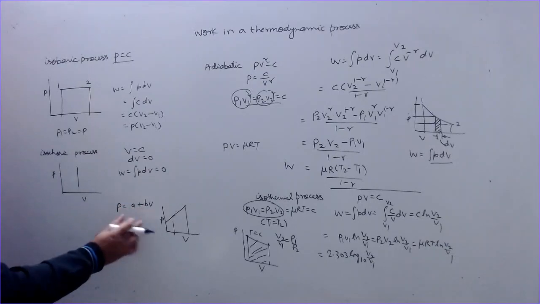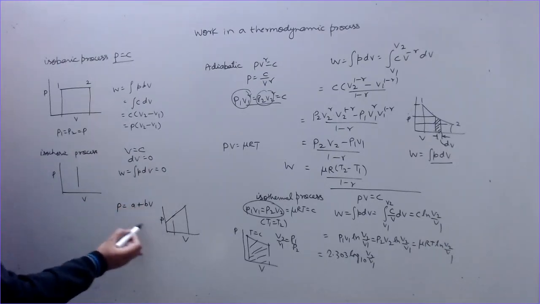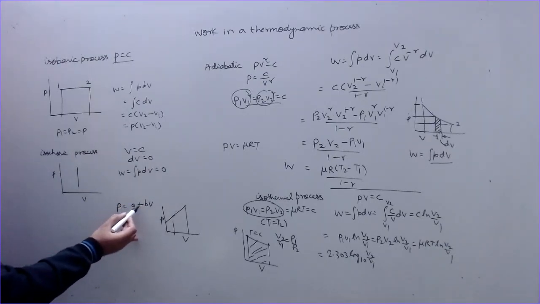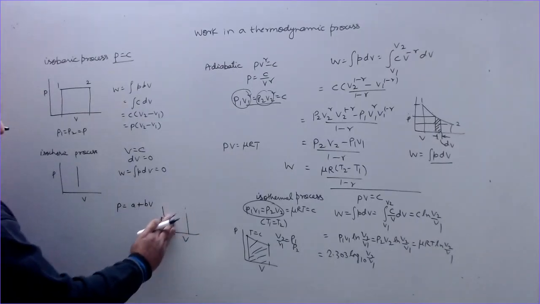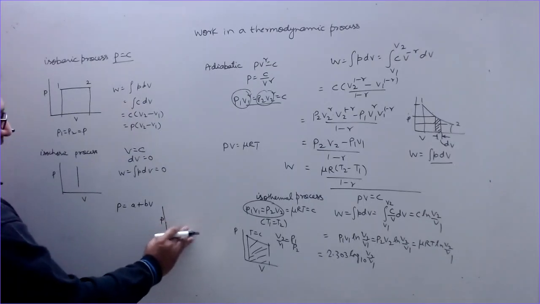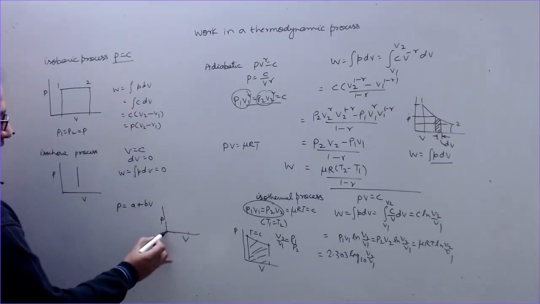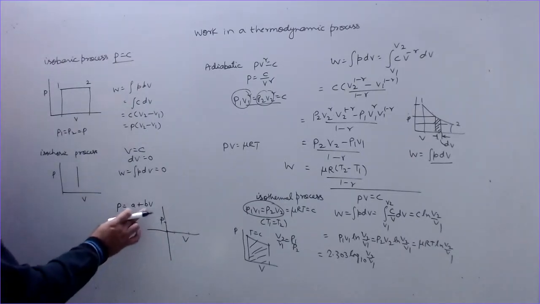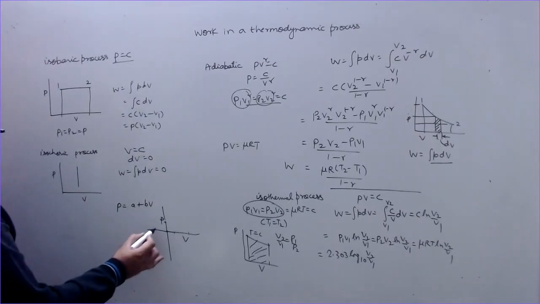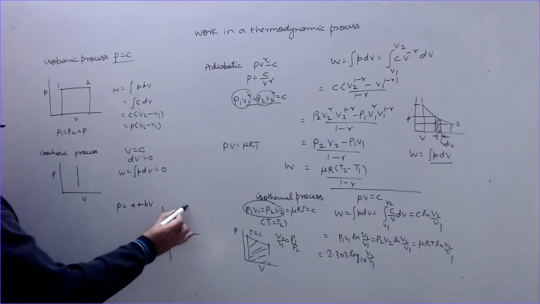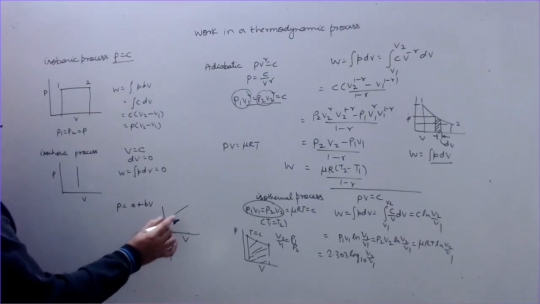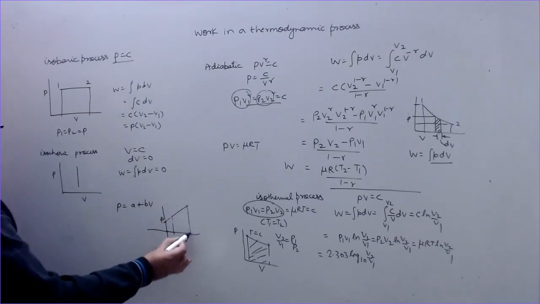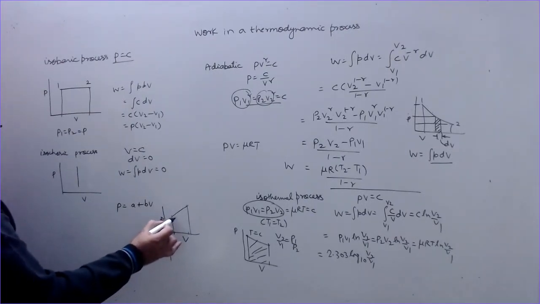When V is 0, P is equal to A, and when P equal to 0, V equal to minus A by B, so V will be negative. If you plot this, V is 0, P is equal to A, and when P is 0, V is negative. This will be the process. So we have to find the work done during this.